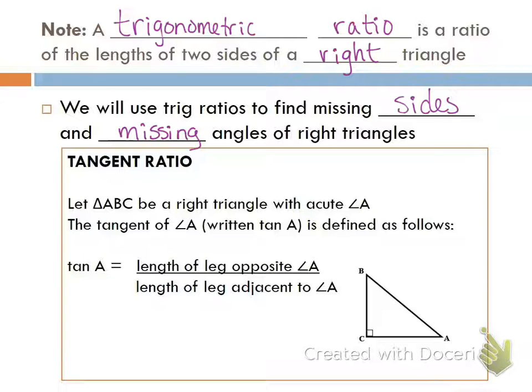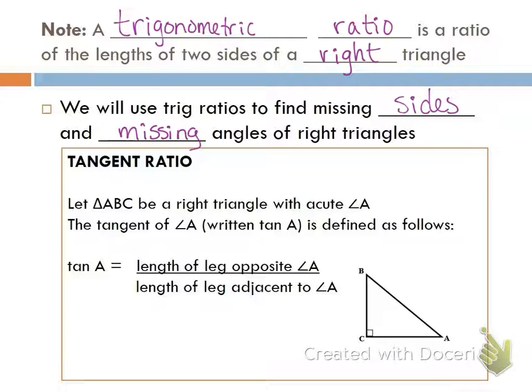The tangent ratio. Let triangle ABC be a right triangle with acute angle A. The tangent of A, written T-A-N, capital A, is defined as follows. The tangent of A is equal to the length of the leg opposite angle A over the length of the leg adjacent to angle A.